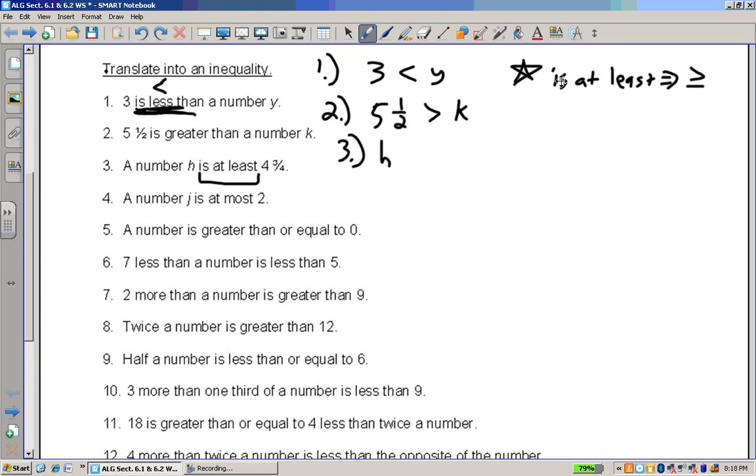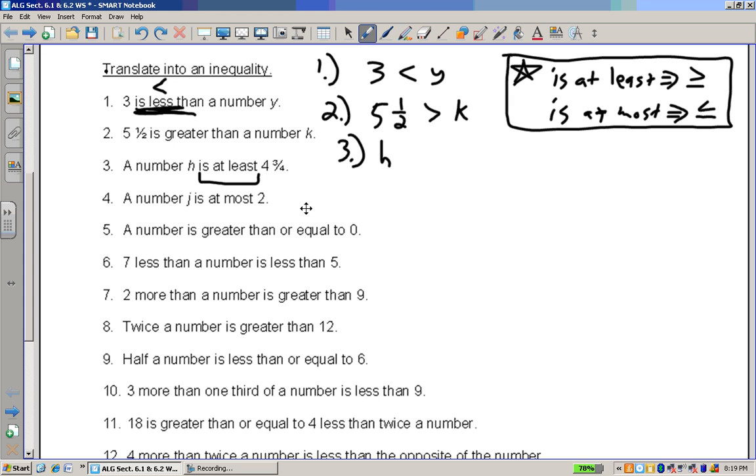Because let's say that I say I am at least 25 years of age, well, I could be 25 years, I could be 26, 27. I'm at least 25, so I'm greater than or equal to that. It's actually the opposite of what you would think it would be. Also, is at most. That would actually be less than or equal to. So be careful with those two particular phrases. Number h is at least, so that's actually greater than or equal to 4 3/4.